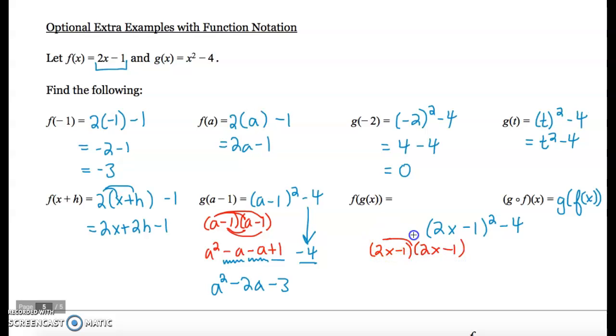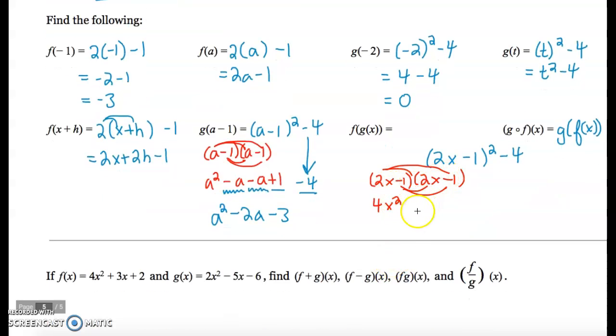And we'll FOIL: first, outside, inside, last. So I'll have 2x times 2x is 4x squared. Then 2x times negative 1 is negative 2x. Negative 1 times 2x is another negative 2x. Negative 1 times negative 1 is a positive 1. And then I still have this minus 4 at the end that I need to bring down.